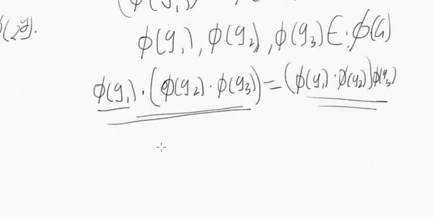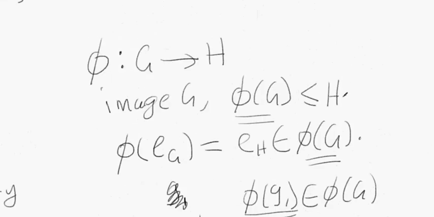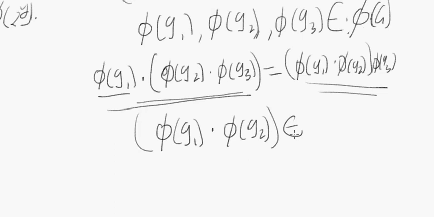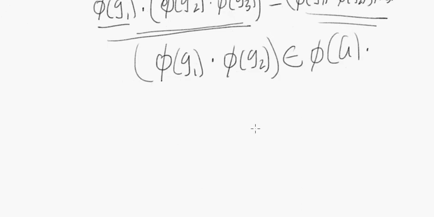What does that mean? If we get two elements in the image of phi, that is, two elements of phi of G, is it true that when you multiply them with each other, you still get an element of phi of G? That is, is phi of G1 times phi of G2 always an element of phi of G, the image of phi? Let's see if that is true. Well, phi of G1 times phi of G2.